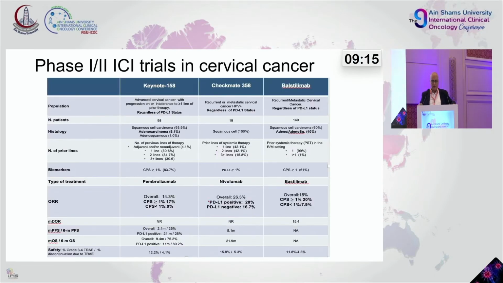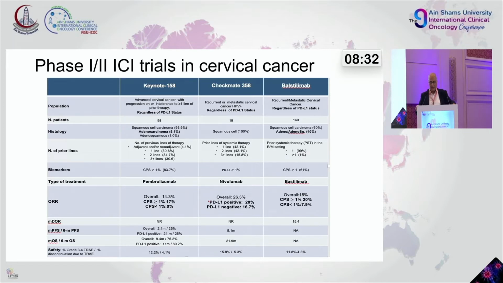These are the phase 1 and 2 immune checkpoint inhibitor trials in cervical cancer. We have the Keynote 158, Checkmate 358 and the balstilimab study. They used this in patients treated in the first 2 studies. They had patients who received up to 3 lines of chemotherapy, while in the balstilimab study, most of the cases received 1 line of chemotherapy. The overall response rate for pembrolizumab was 14.3%, while for Nivo it's 26%, and for balstilimab it's 15%.